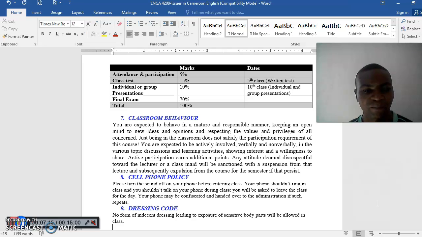Cell phone policy. You are not allowed to use your phone in class. I mean, in the face-to-face class, but for online, it is a tool in your hands which you have to use to facilitate studies.